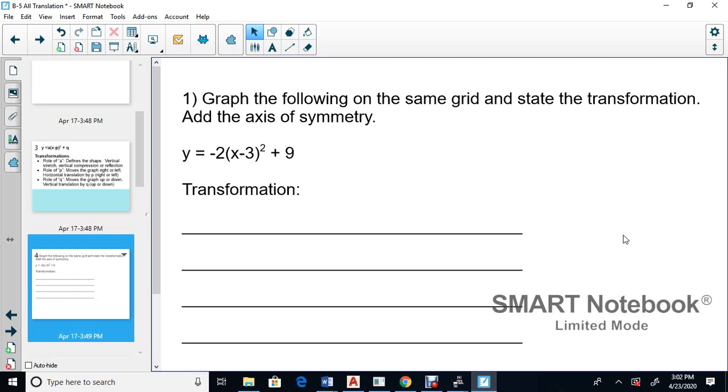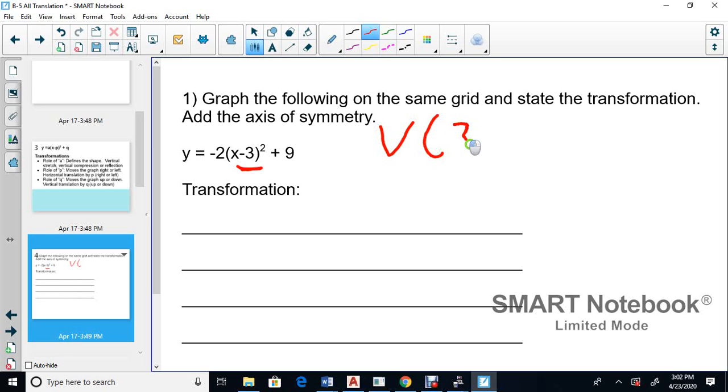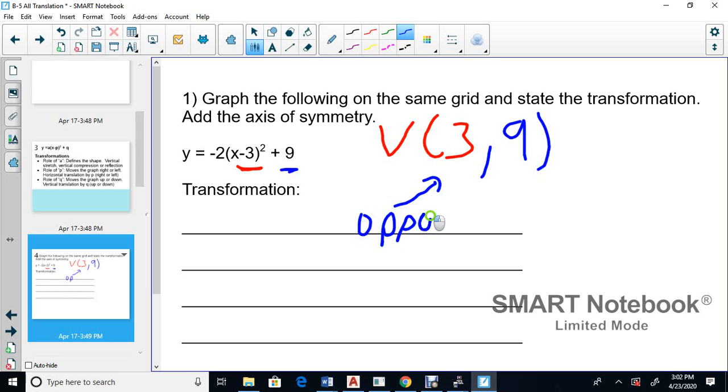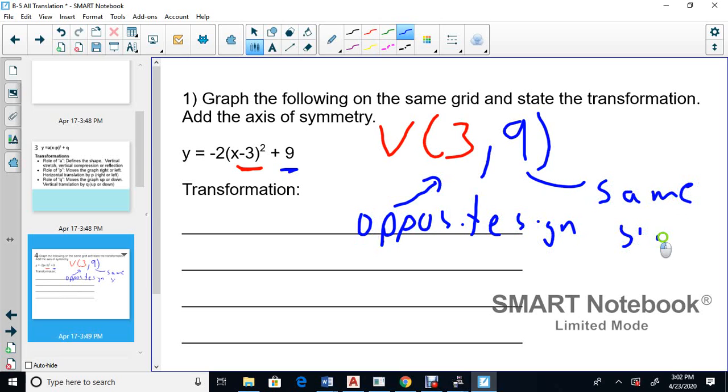I look at the vertex. So watch this. I look at the vertex. So here, I'll use this one color here. I'll use red. The -3, okay? So the vertex, I'll call it V. It goes 3, opposite sign of what's in the bracket, okay? And over here, 9, same sign as outside the bracket. So again, opposite sign. This is same sign. Okay? Now, don't worry about the transformation.